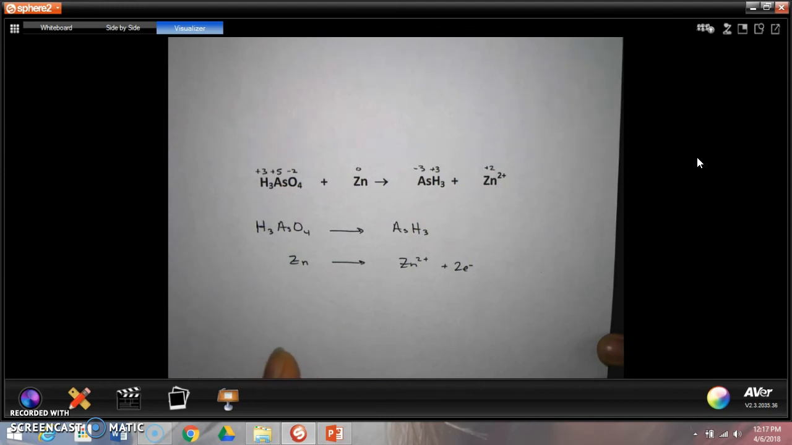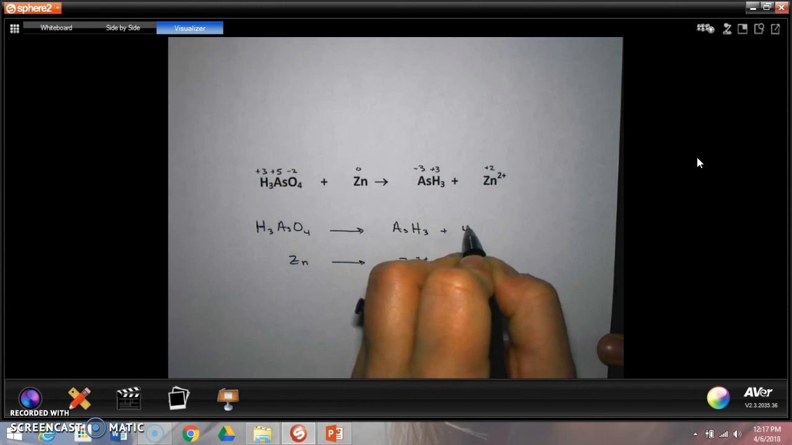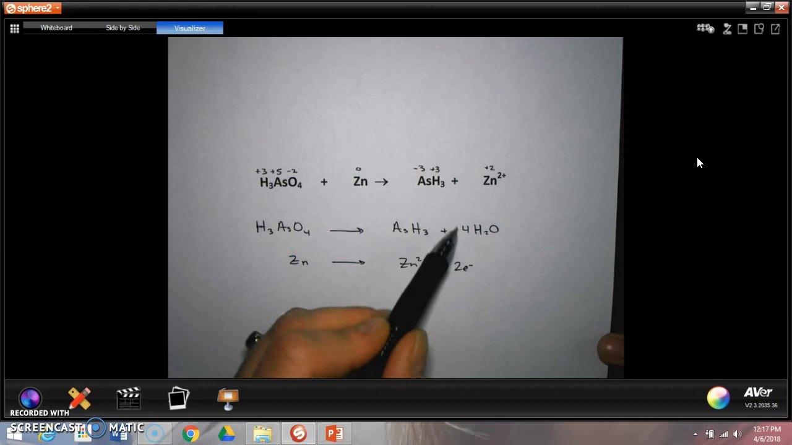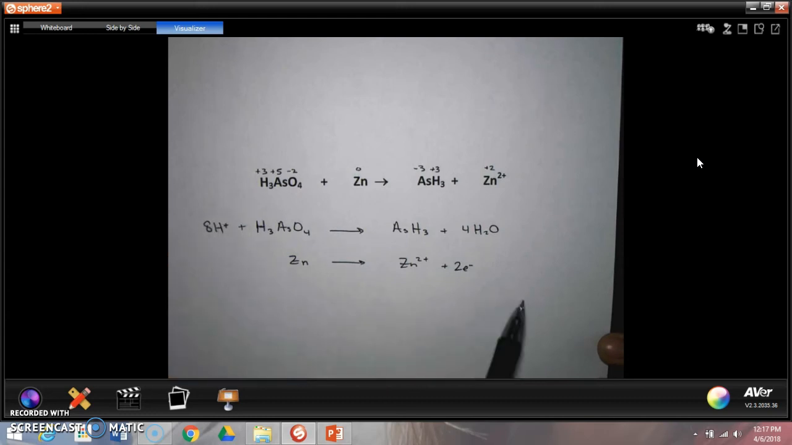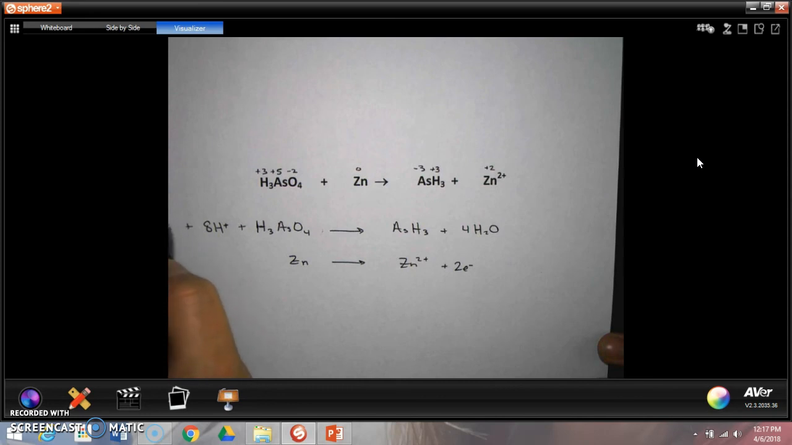I can now balance the atoms. So 4 oxygens here means I need 4 waters on the other side. Now I have 8 hydrogens that are not accounted for, so 8 H pluses. Now my final step is to balance electrons. So I have a total charge of 8 plus here. I get a total charge of 0 here. So I'm going to add 8 electrons.